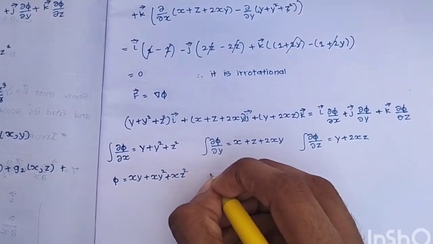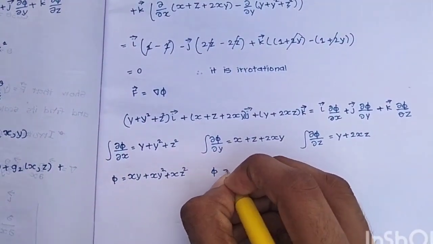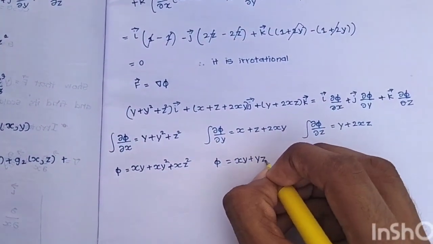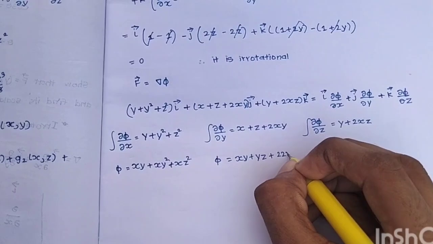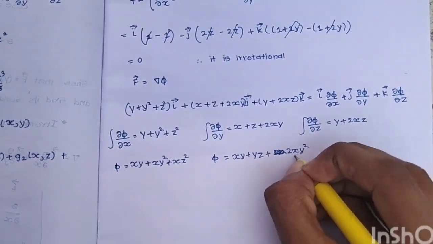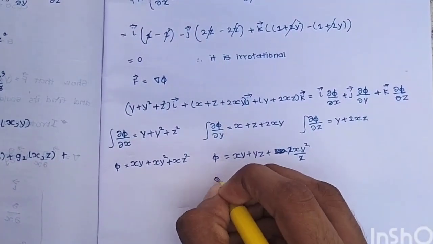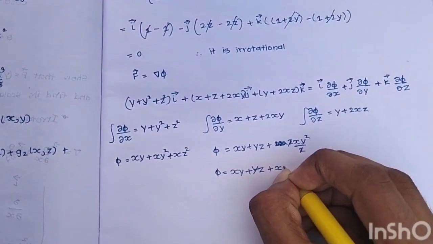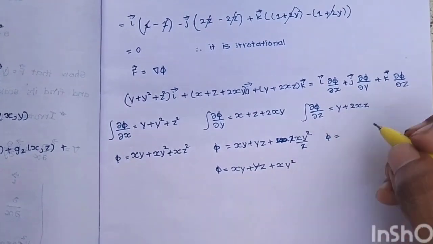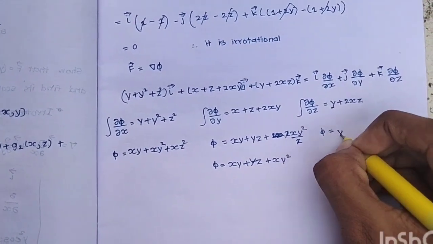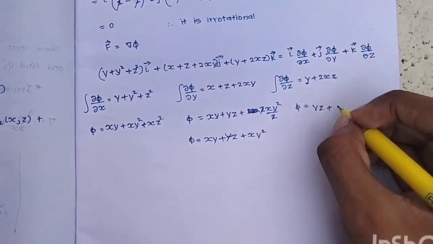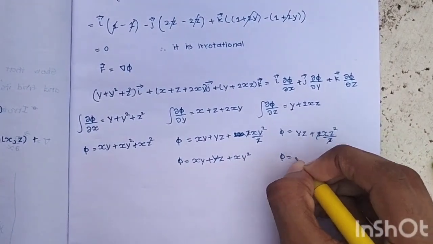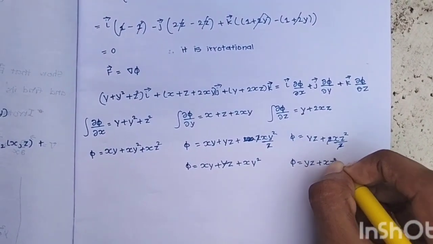Here dou phi by dou y, integrating this will give phi. Here no y term, so xy. Here no y term, so yz. Here y term is there, so 2x y square by 2, 2 will get cancelled, xy plus yz plus xy square. Here no z term, so yz plus, here z term is there, it will become 2xz square by 2, phi equal to yz plus xz square.